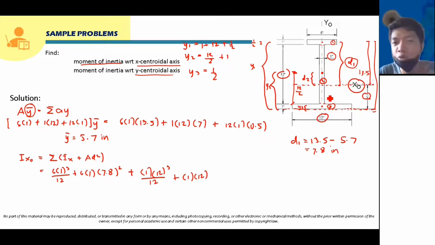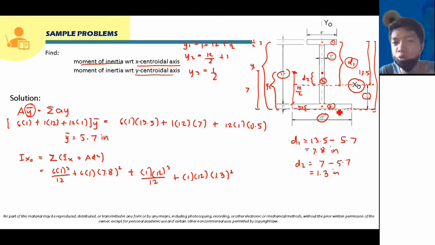1.3 inches, squared. Where do you get that? 7 minus y bar. From the bottom, class, going to the centroid of area 2, that is 7, and then we subtract your y bar. So 7 minus y bar, that is 7 minus 5.7. Are you following, class? Let me know if you are not following. So this is 1.3 inches, the distance d sub 2, and this will be squared.